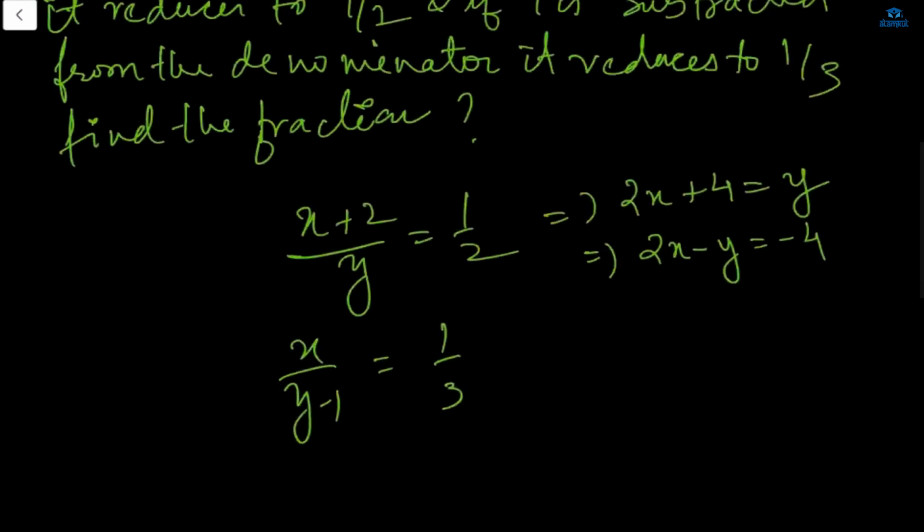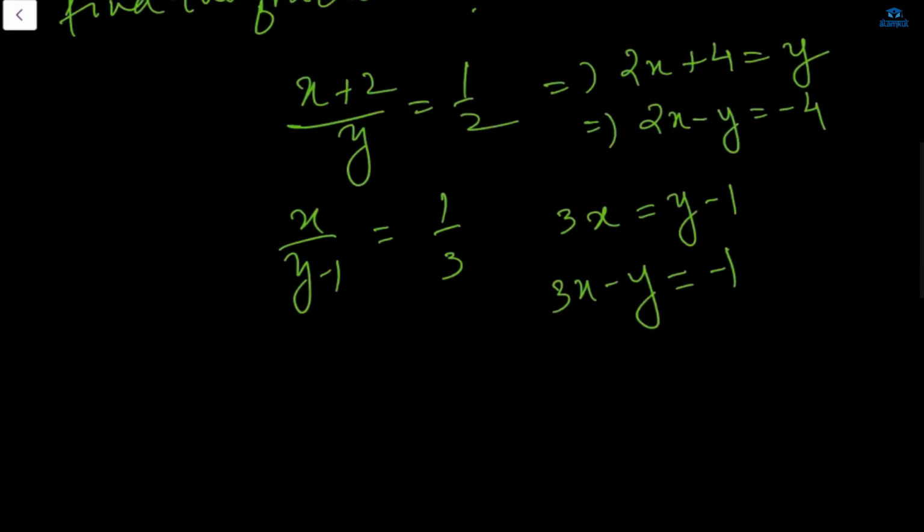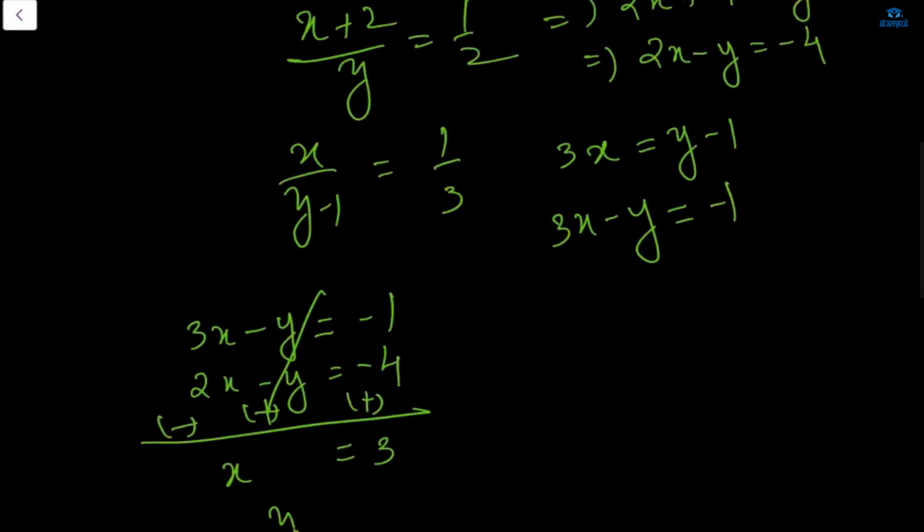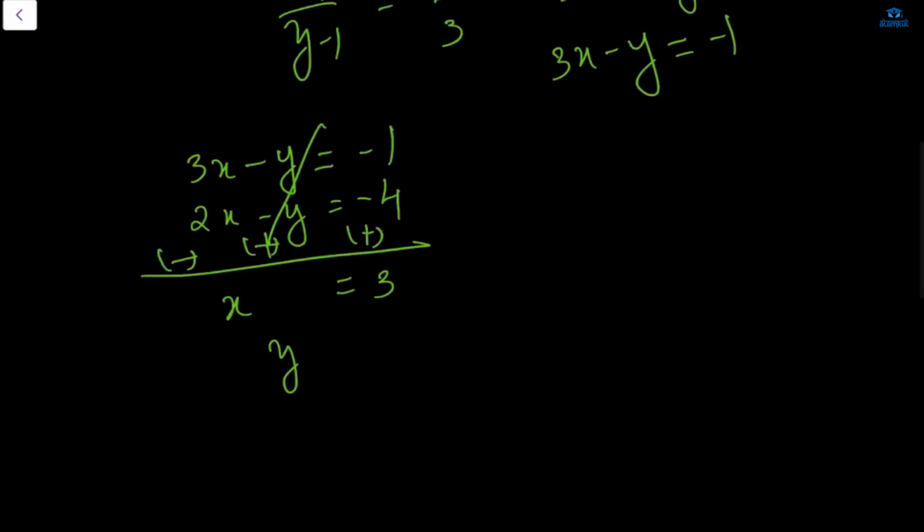Ma'am, x is equal to 5 and y is equal to, wait, I'm telling you. 3x minus y is equal to minus 1. So if you add both the equations, x is equal to 3. Yes, ma'am, I got 5 by mistake, I forgot to add it. Sorry. y will be equal to 2x plus 4, so y will be equal to 10. So Ishika, this is your answer.